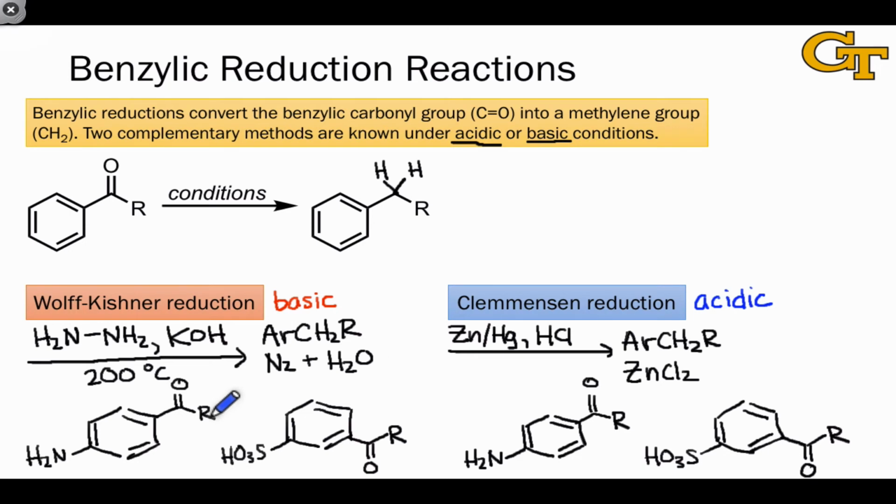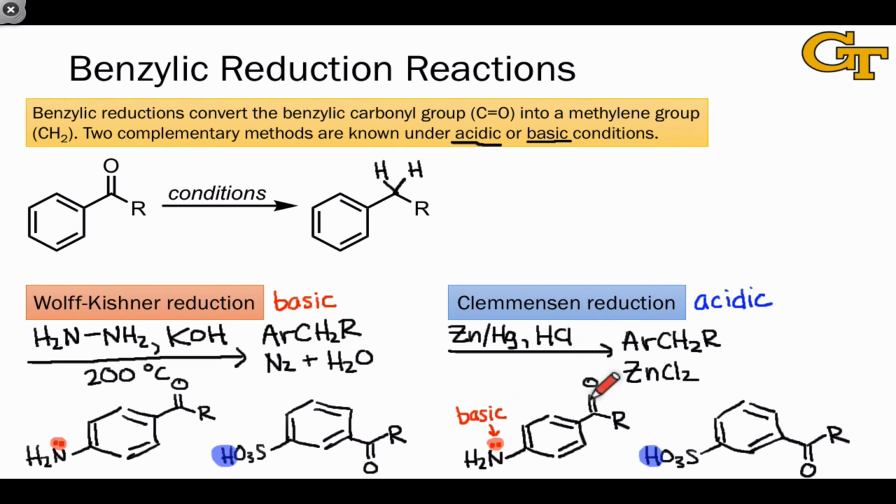And the problem here is that each contains either a basic or an acidic functional group. The benzene sulfonic acid substrate contains an acidic hydrogen attached to the sulfonic acid group, while the amino nitrogen contains a lone pair that can potentially act as a base. What happens when we combine a substrate with a basic lone pair, such as the amino group, with strong acids, such as concentrated HCl? Well, that creates a problem.